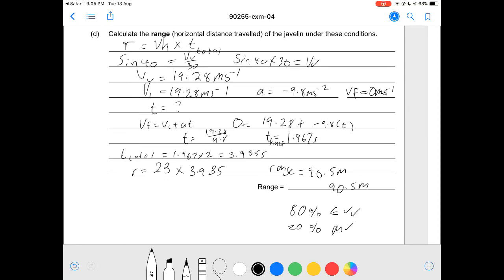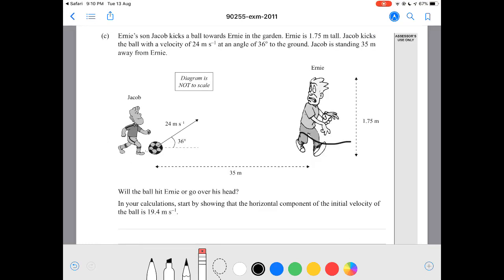Alright, so in the next part, I'm going to be covering whether a ball kicked at a certain instantaneous velocity and a certain angle theta from the horizontal component will go over a certain obstacle of a certain height and a certain distance away.